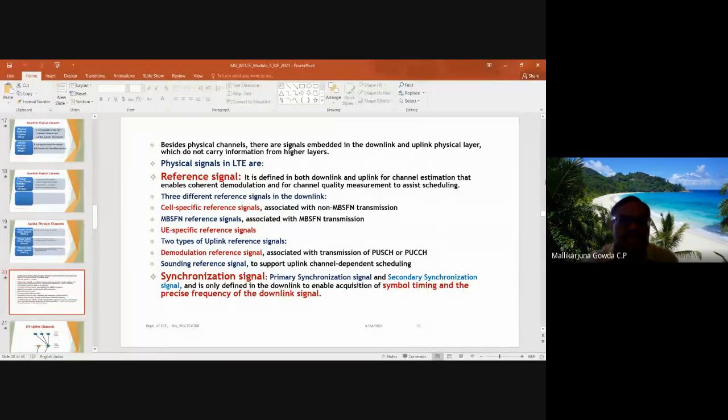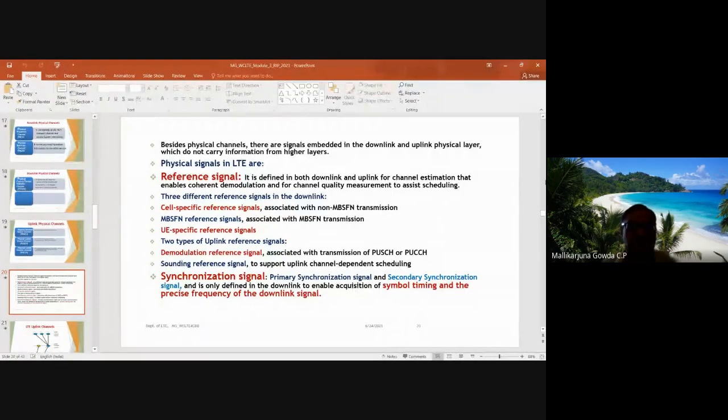The next one is the MBSFN reference signals. These MBSFN reference signals are associated with the MBSFN transmission. Then the next one is the user equipment specific reference signals. So these are the three different types of reference signals in the downlink: cell specific reference signal, MBSFN reference signal, and user equipment specific reference signals.